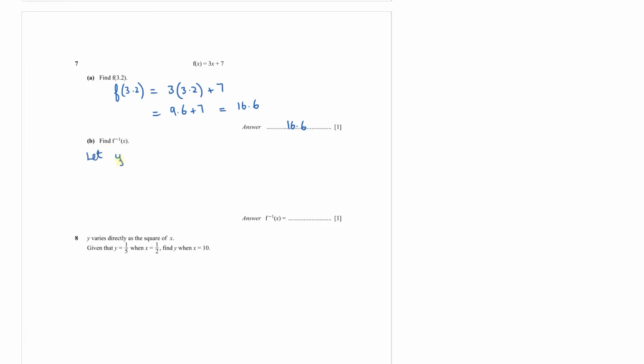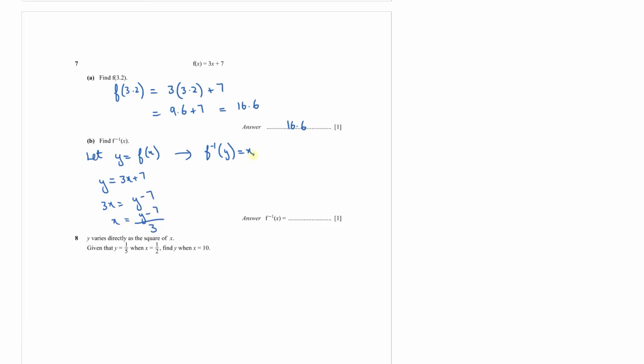So let y equal f of x. And if I take this f to the other side, I get f inverse of y equals x. So let's first use this. y equals f of x. y equals f of x is what? 3x plus 7. And now I need to make x the subject of this equation. So I'll take this 7 to the other side. So I will get 3x equals y minus 7. And then x equals y minus 7 divided by 3.